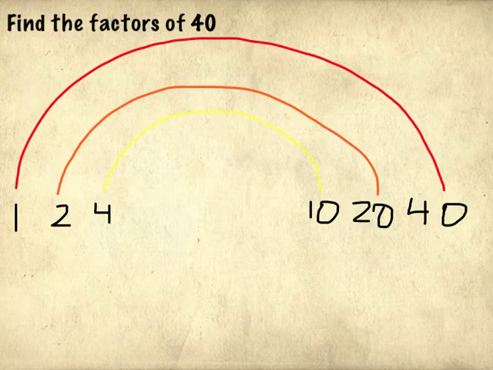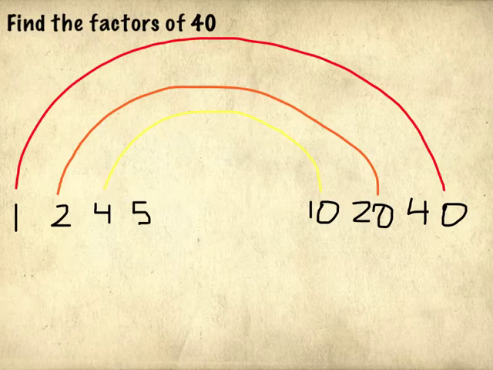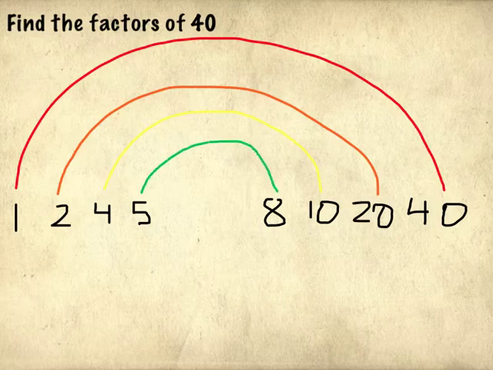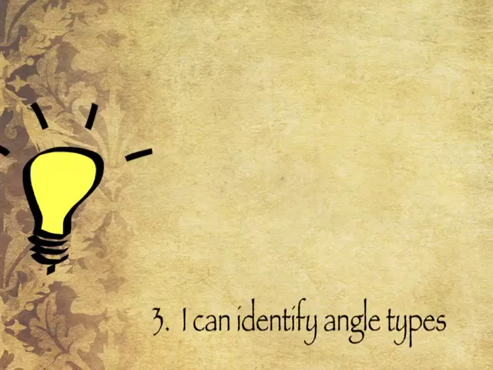I just like to use the right colors. And then 5 works. 5 and 8 gives me 40. 6, 40 can't be divided by 6, it can't be divided by 7, and that brings me back to 8, which is already right here. So I'm done. The factors of 40 are 1, 2, 4, 5, 8, 10, 20, and 40.